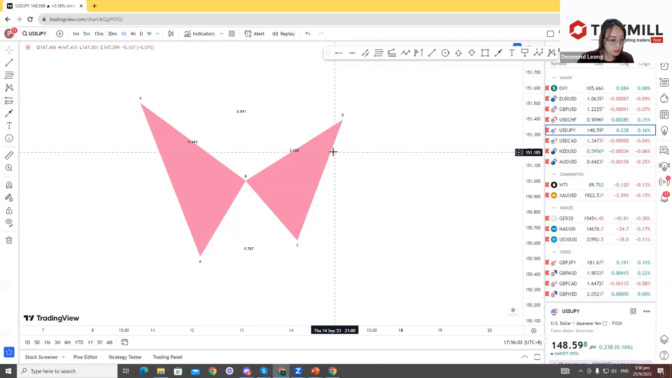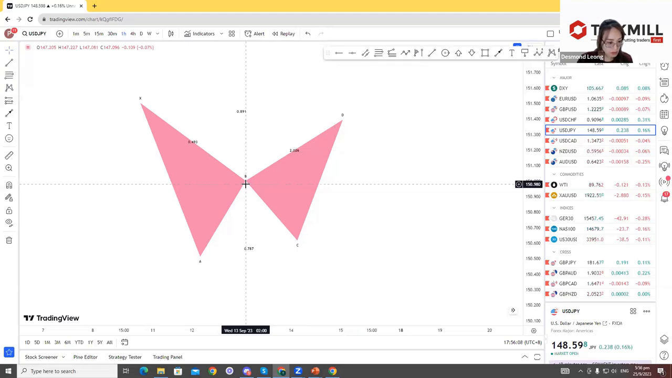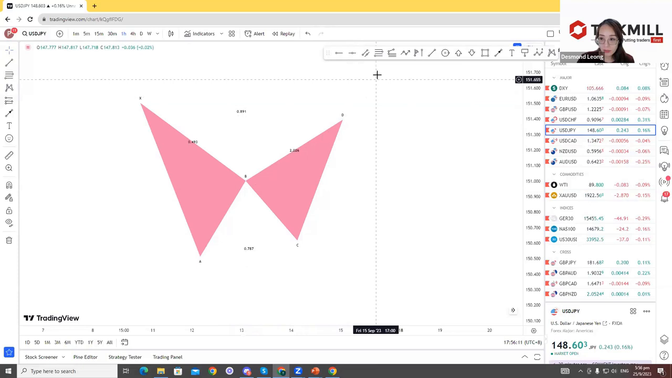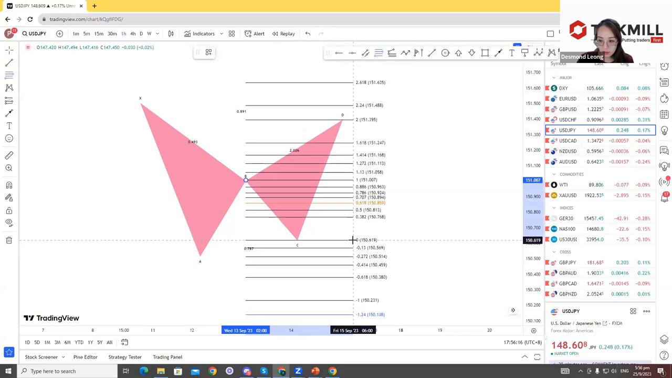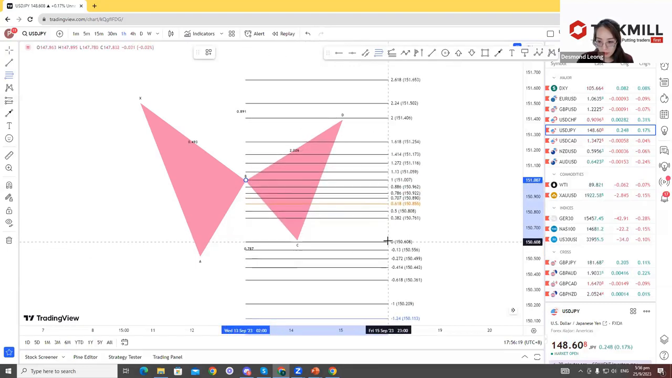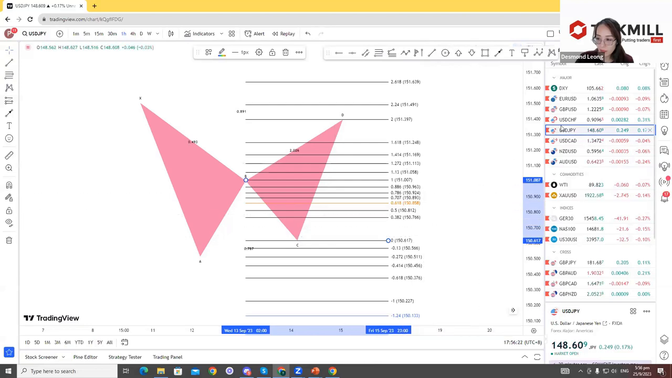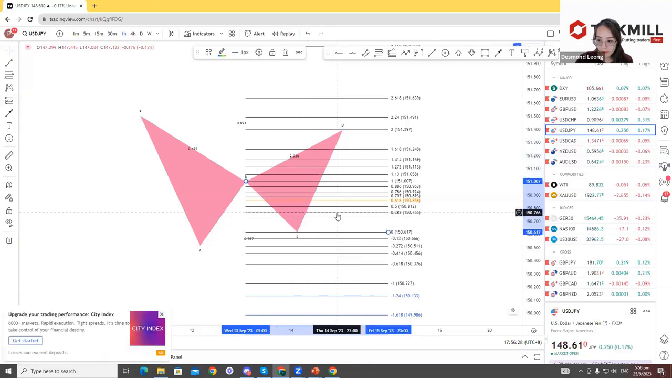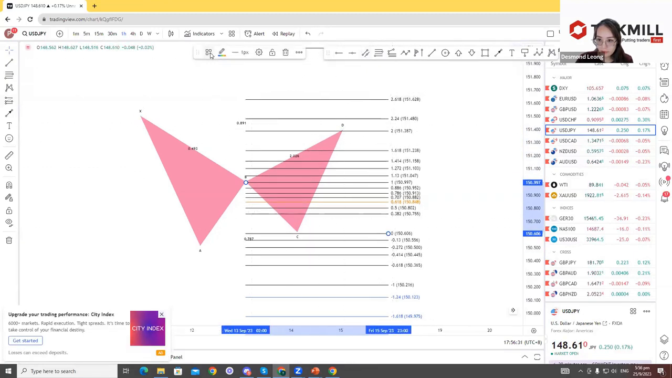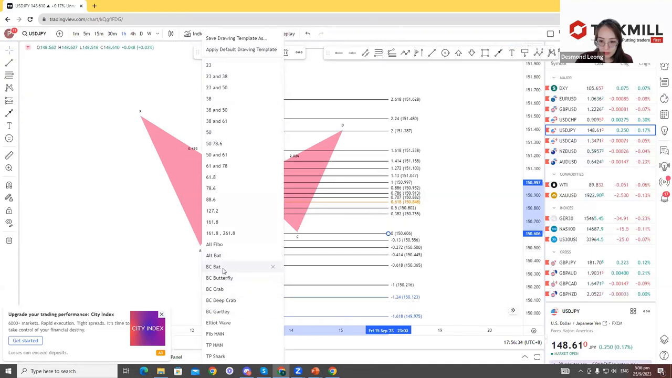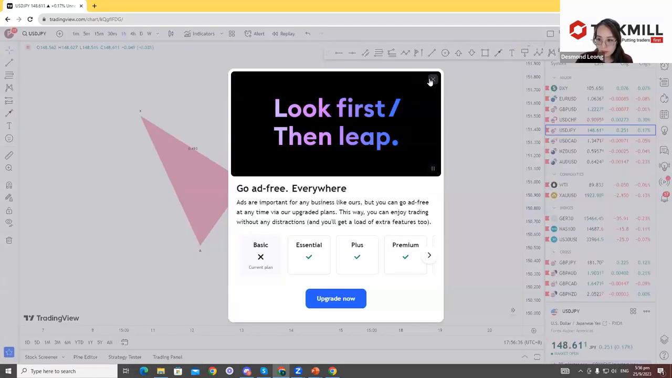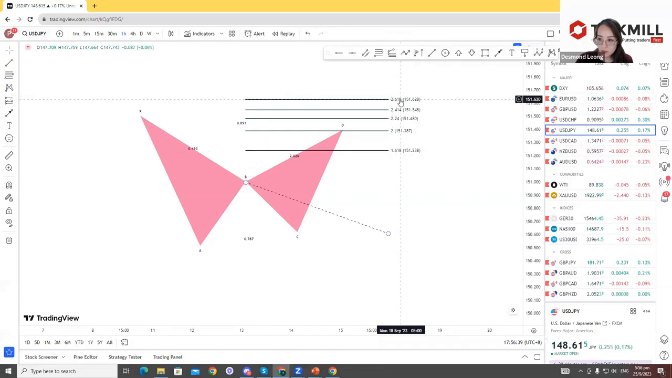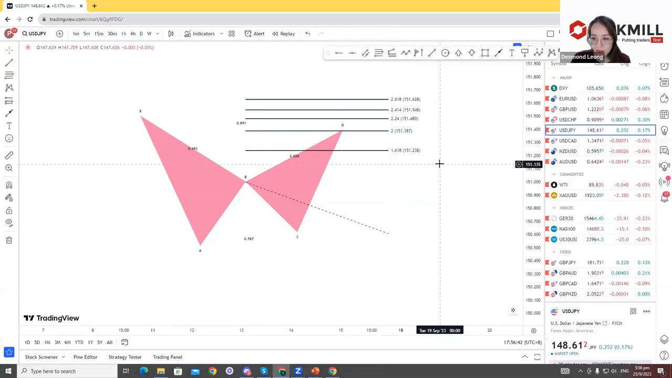Or you can use the extension of BC, which is 161.8 to 261.8%. You draw the Fibonacci from B to C here. My ending is here, but I see higher here. The BC extension, they say, is between 161.8 and 261.8. This is the BC extension of the bat.